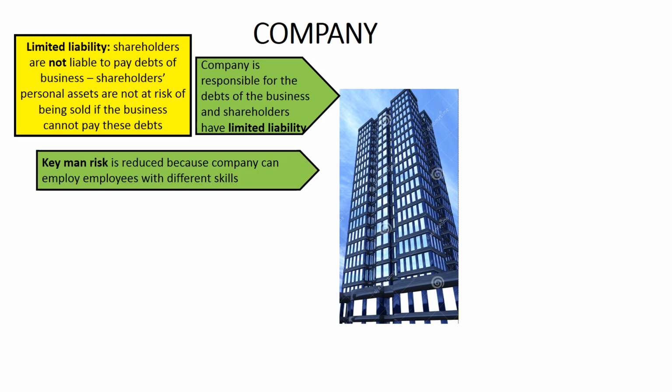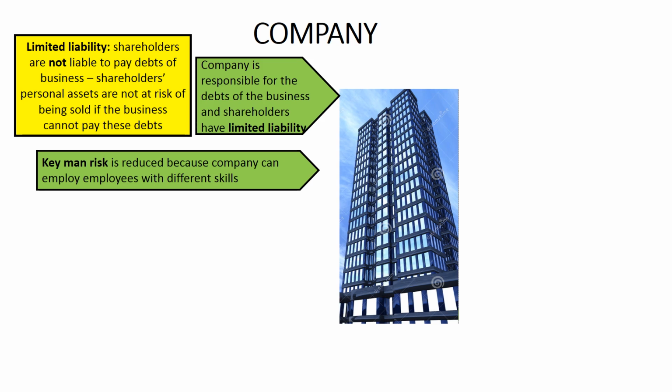Second, where a company owns a business, key man risk is reduced because the company can employ employees with a mix of skills. This means that if any of those employees leaves or dies, the business is unlikely to fail because the business is not dependent on the skills of just one person or on the skills of a small group of people.